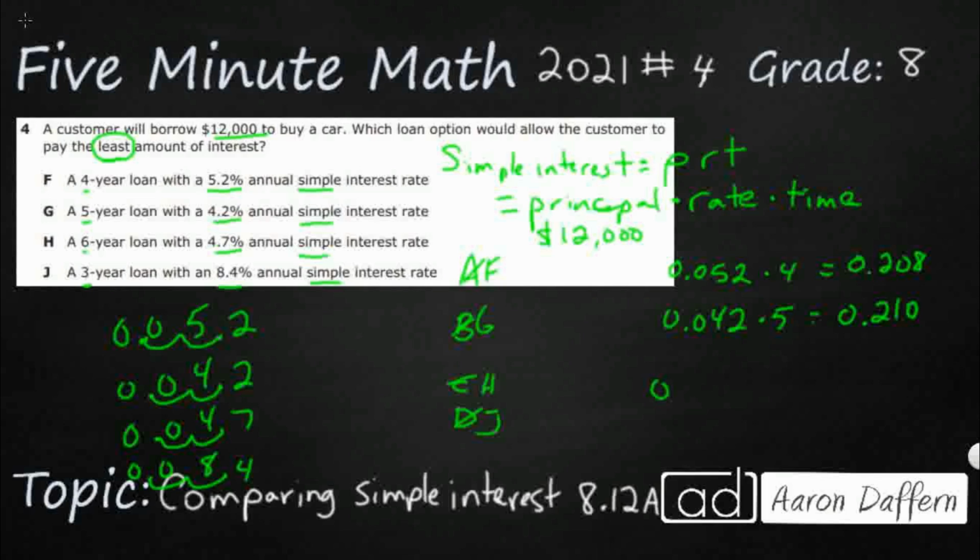H, that's going to be way too big. Look at that, 0.047, but it's times 6 years. 0.047 times 6 years is 0.282. And then J, oh my gosh, look at that interest rate, 0.084 times 3, even though it's just times 3 years, is higher, 0.252. So our answer here is F.